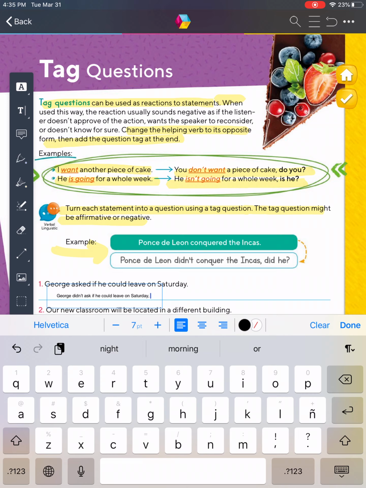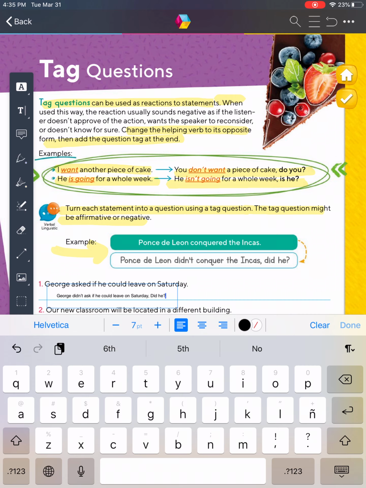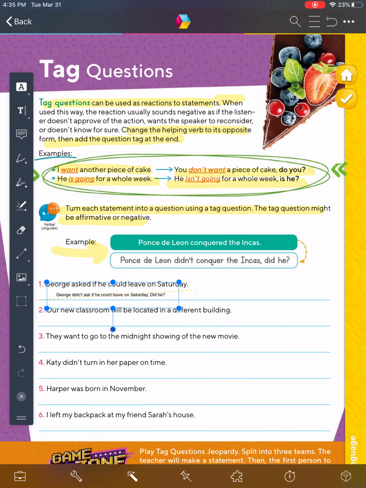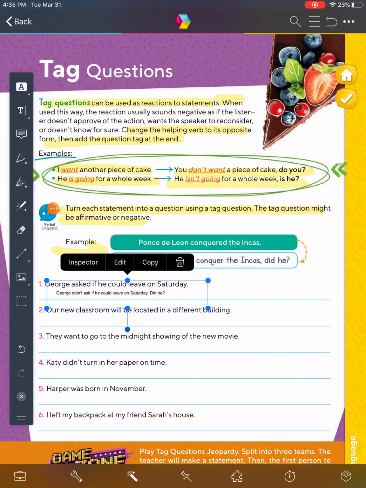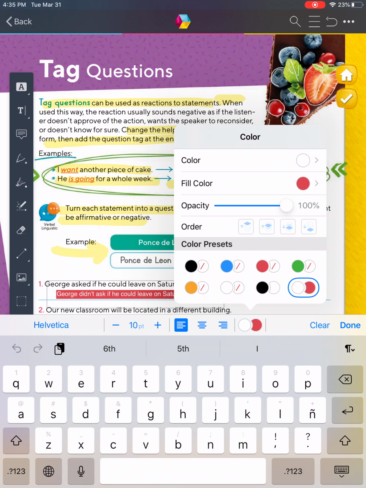Do you know how the tag question is? George didn't ask if he could leave on Saturday. And we write it in the opposite form too. Did he? I'm going to make this a little bit bigger, so we can read it better as an answer.